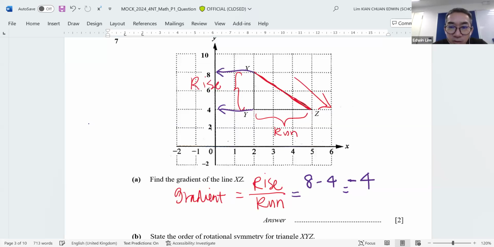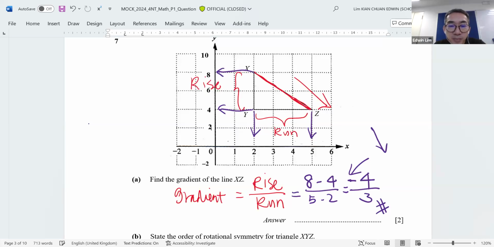Run. All right. Run. The x point is 5. The y point is 2. So 5 minus 2, which is 3. So this is the answer to my 7a gradient, negative 4 over 3. This is because the slope is going downwards. That's why you got the negative sign.